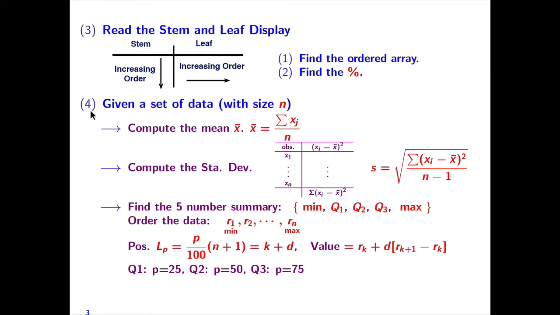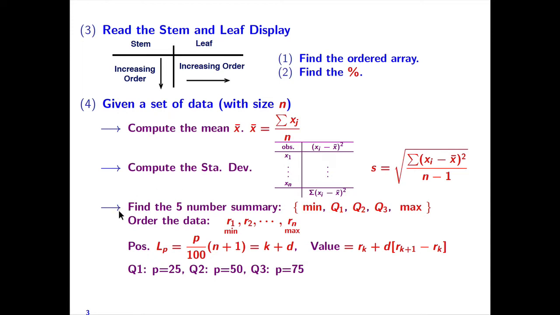Topic number 4, given a set of data with sample size n, you need to know how to find the mean, x bar, and you need to know how to find the standard deviation. And this is the equation. So you set up a table to find the numerator, xi minus x bar squared, divided by n minus 1, and you take the square root to get the standard deviation.